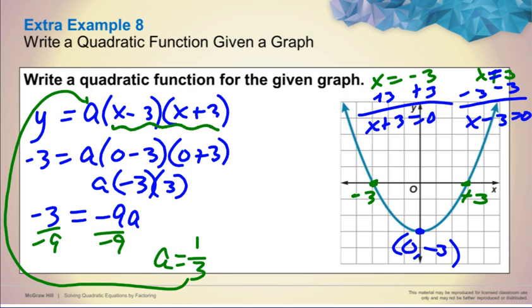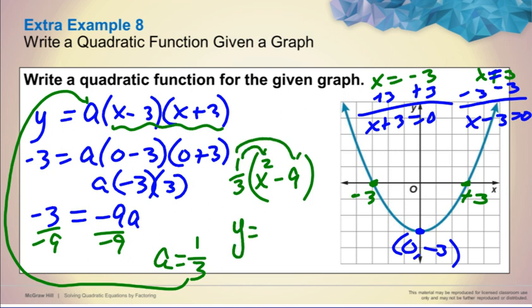I know this part is a difference of 2 squares, which means this is x squared minus 9. And then I have to multiply that by 1/3. So my equation would be y equals 1/3 x squared minus 3.